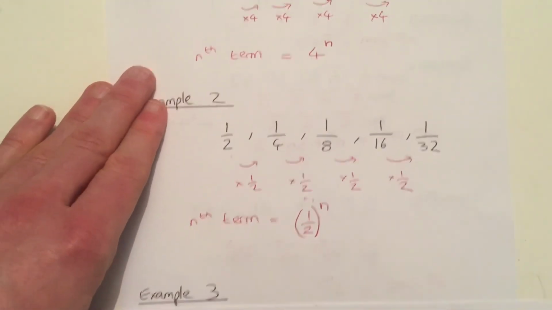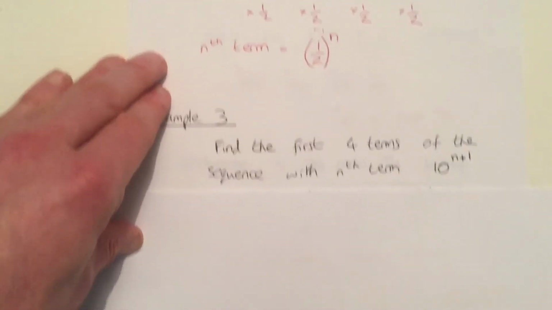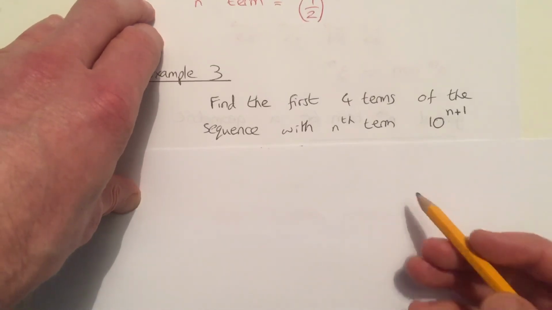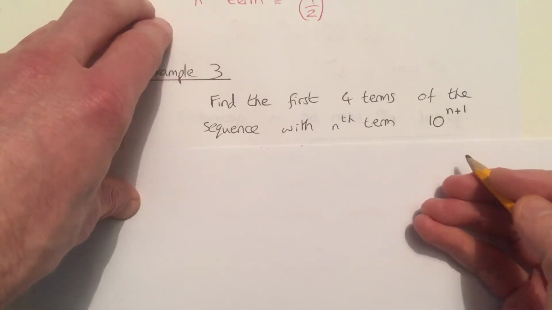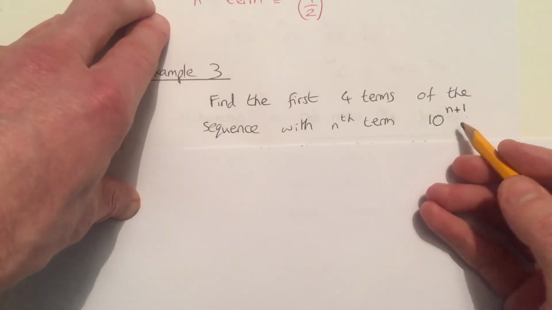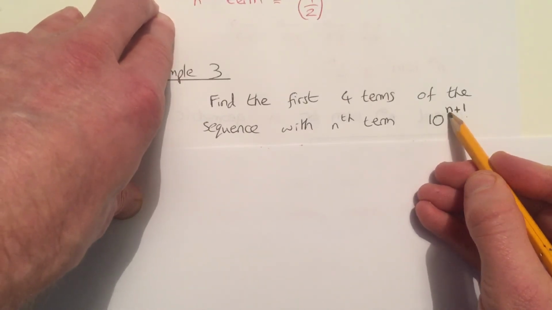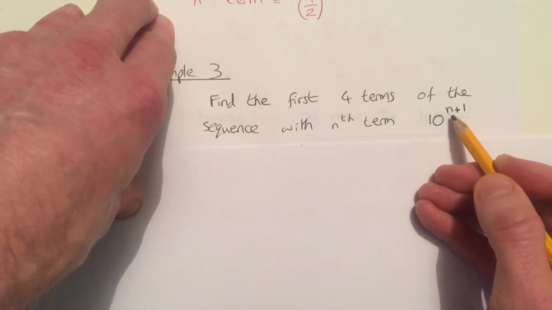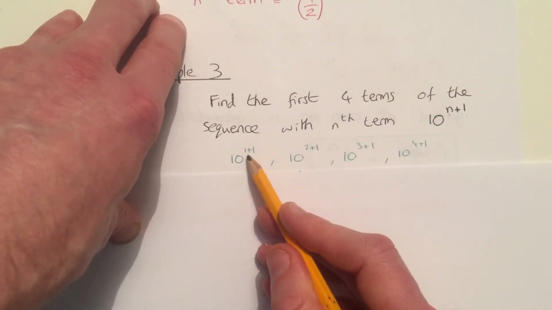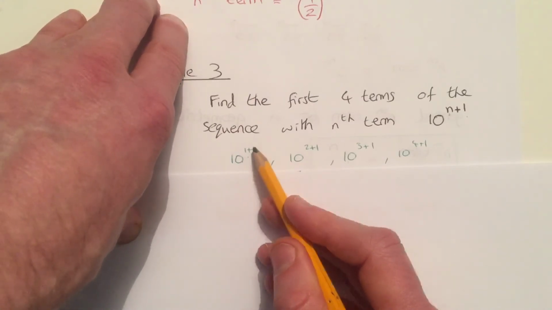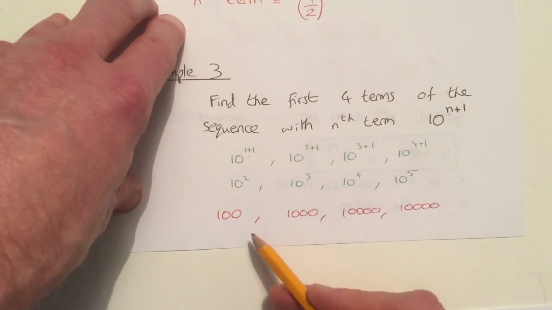And finally, third example, I want to find the first 4 terms of the sequence that has got the nth term 10 to the power of n plus 1. It's a slightly different form, but it's still going to be a geometric sequence. So the first 4 terms, so when n is 1, when n is 2, when n is 3, and when n is 4, let's work out each of those. So when n is 1, I'll have 10 to the power of 1 plus 1, which is 10 to the power 2, which is 100.